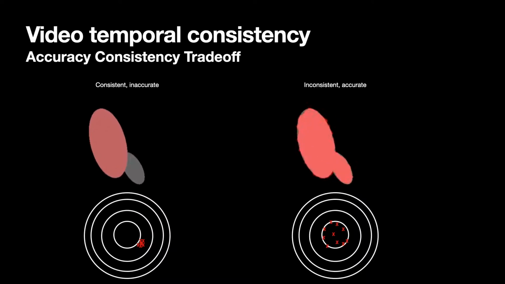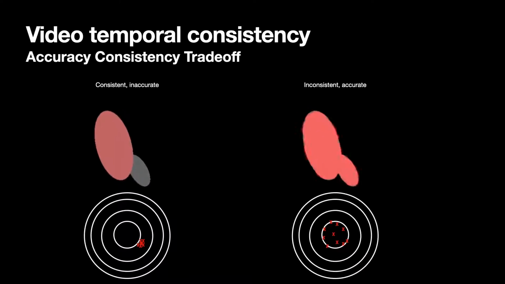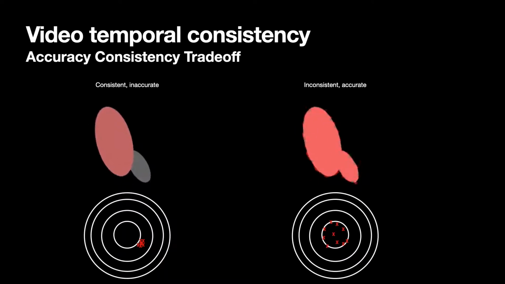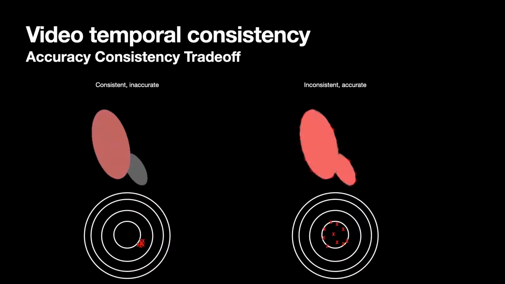The naive approach is to do a frame-by-frame inference using the available trained model. This will usually create highly jittery and inconsistent segmentation masks. This inconsistency is a deal breaker for applications like background removal and object-specific effects. For these applications, a less accurate but stable solution, illustrated by the left dartboard, provides a better user experience than a more accurate but inconsistent solution, which is illustrated by the large spread on the right.